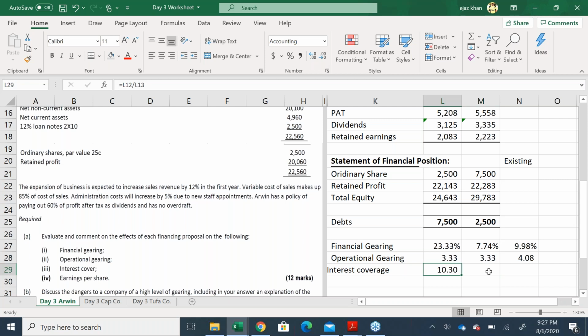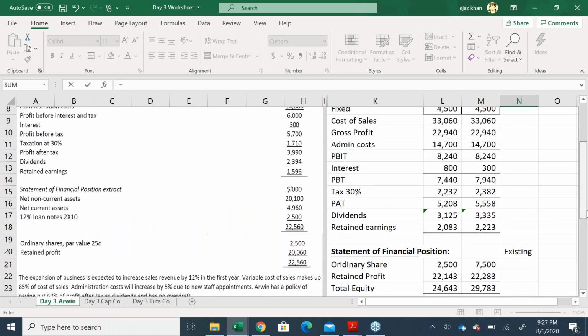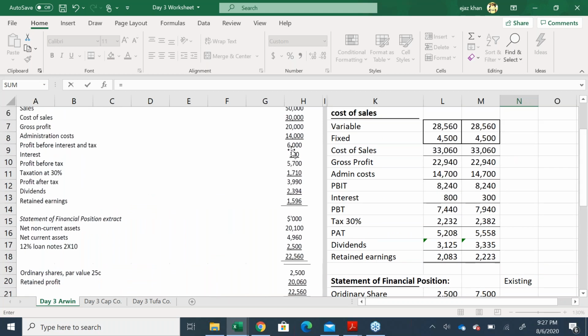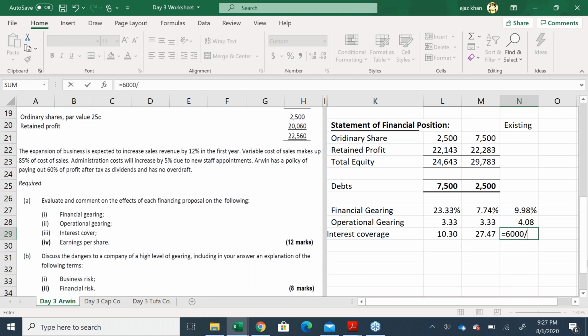Similarly, let's copy this formula and paste it here. 27.47 times in case of equity finance. And the existing one: PBIT is 6,000 and the interest is 300. 6,000 divided by 300, 20 times.